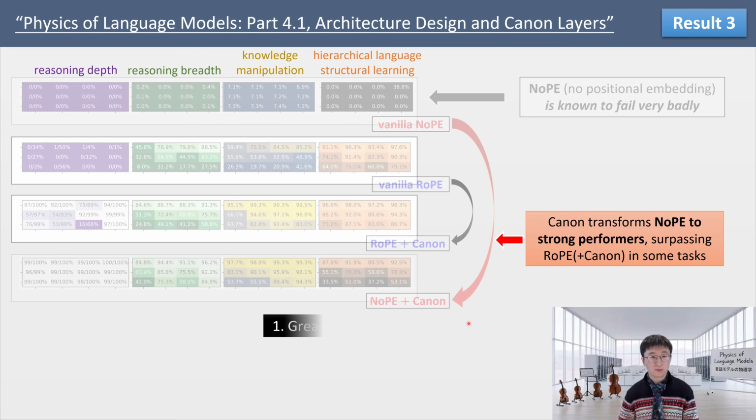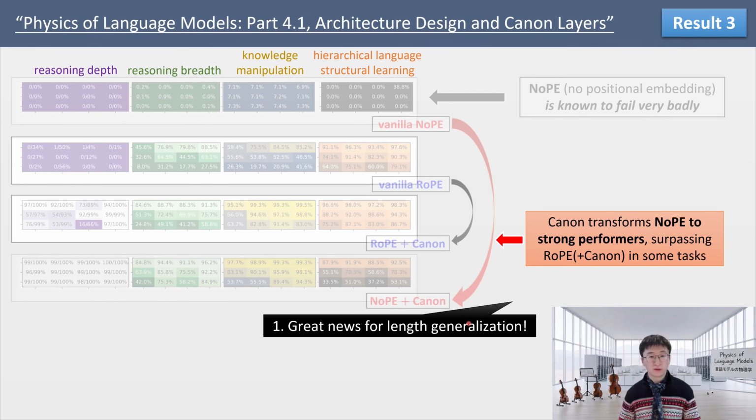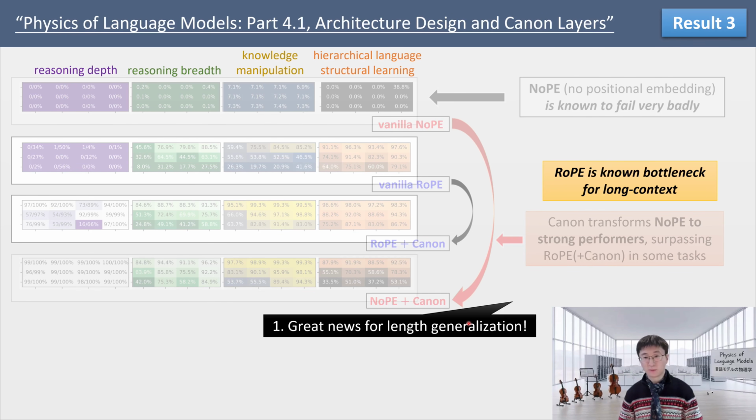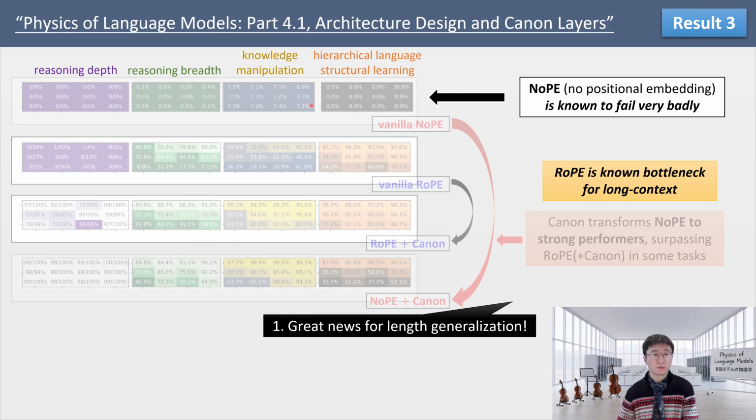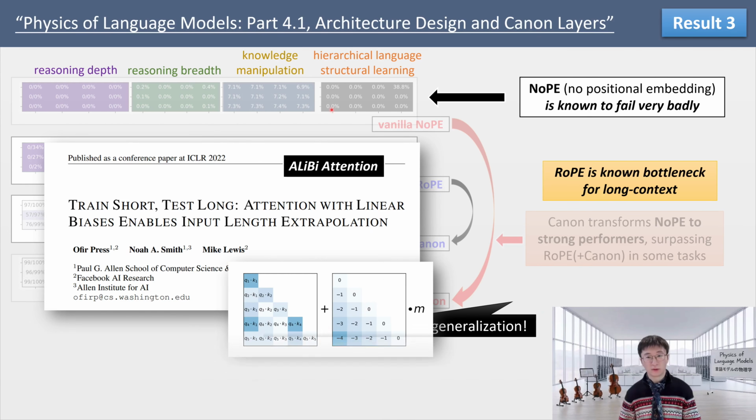So this, I claim, is really great news if you work on length generalization. Let me explain. People have hated RoPE for a long time, because RoPE is known to be a bottleneck for long context anything, like information retrieval. So people really wanted to use NoPE, but they couldn't because the performance is bad, right? So people have been trying to propose fixes on top of NoPE to make it perform better, without using RoPE. Let me mention two of the important works.